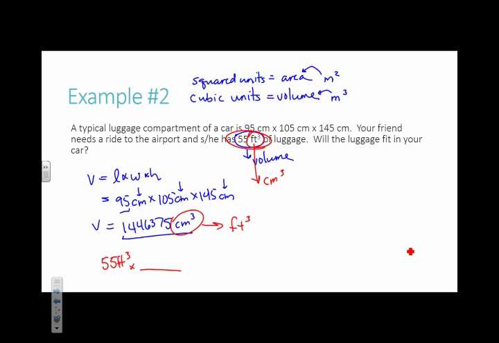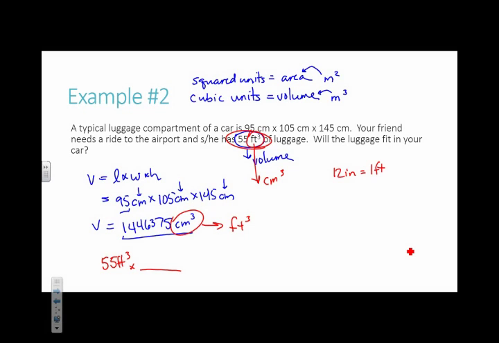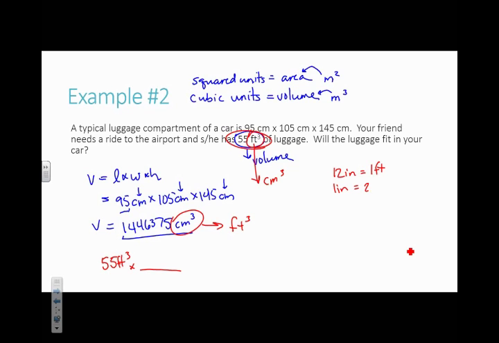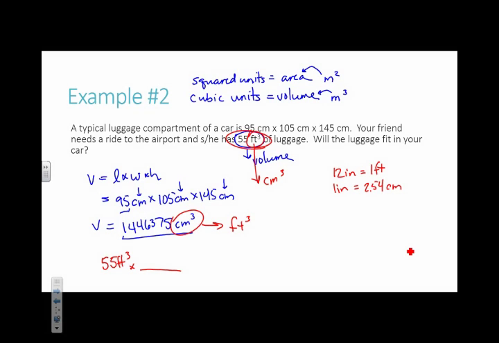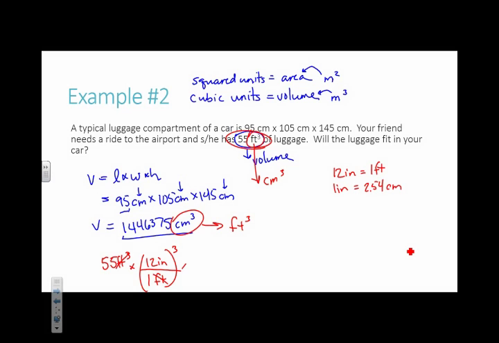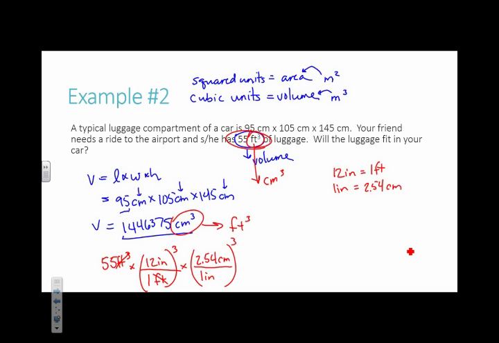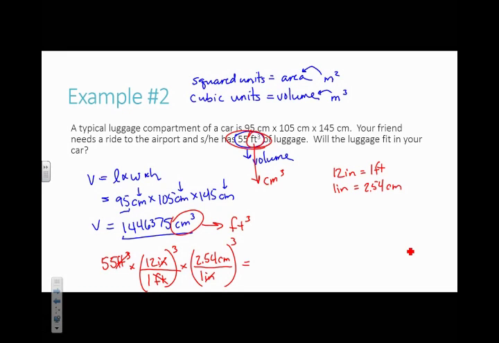Now, thinking back, I've got cubic feet, I want to go to centimeters. I know that I have 12 inches equal to 1 foot, and I also know that I have 1 inch equal to 2.54 centimeters. And if I cube those, that's going to take care of my cubic unit. So 1 foot, 12 inches, cube the whole thing so that my feet cancel out. And then, look, I have no feet. Then I want to go from inches to centimeters, so 1 inch is 2.54 centimeters. Cube that whole thing, inches cancel out. And now I just need to do some math.